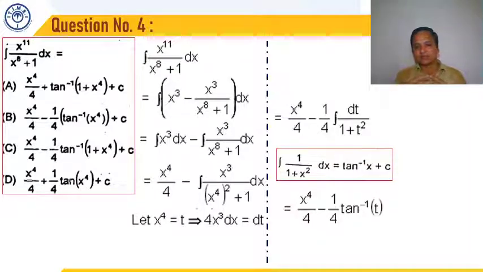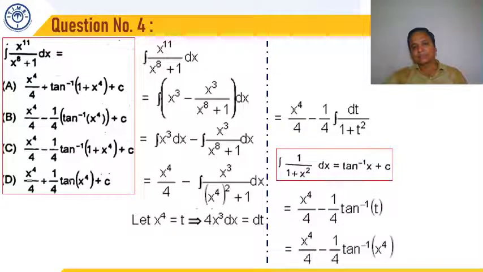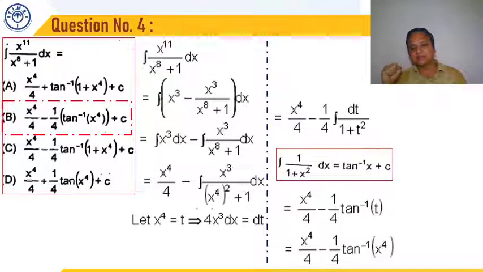But t is our assumption. We have to replace it by x⁴. So we substitute back the value of t. It says x⁴/4 minus 1/4 tan inverse x to the power 4 plus c. C is the constant of integration. And if we carefully look at the choices, we got our choice as choice B as the answer.